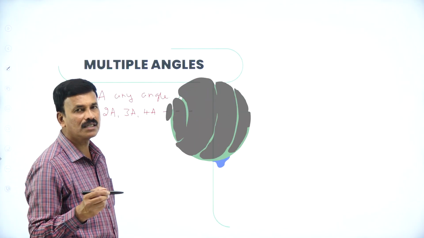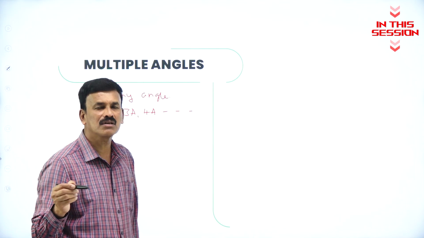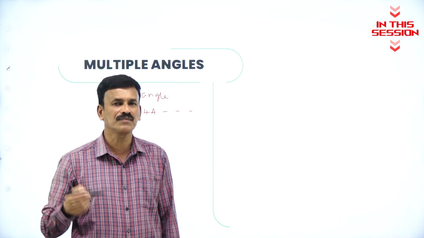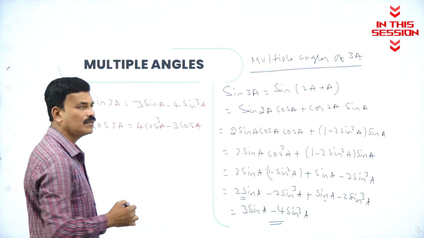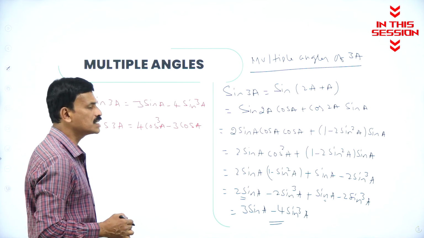If A is any angle, then the angles of the form 2A, 3A, 4A, etc. are called the multiple angles of A. Sin 3A is equal to 3 sin A minus 4 sin cube A. Cos 3A is equal to 4 cos cube A minus 3 cos A.